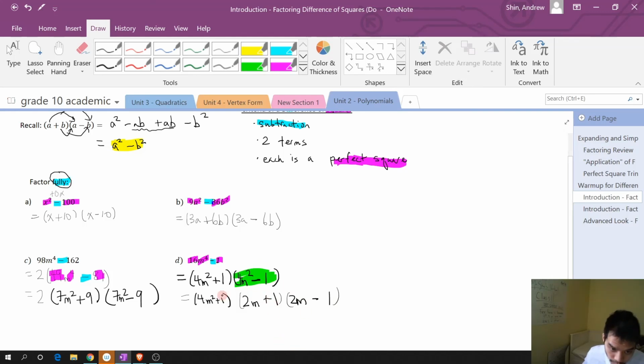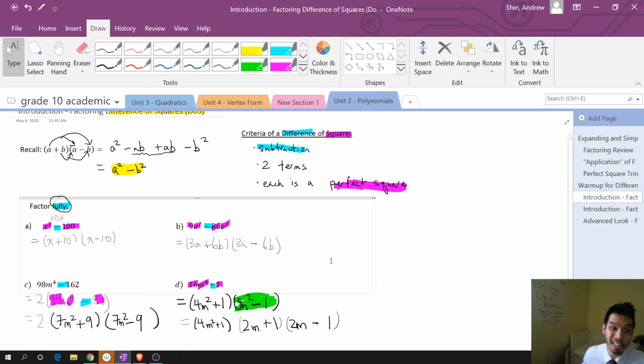And let's double check. Can we factor anything else? No, there's nothing in common, no common factoring, no other difference of squares, because these are no longer perfect squares. 2 is not a perfect square. M is no longer a perfect square. M squared is a perfect square, m to the power of 4 was a perfect square, but m itself is not a perfect square. Okay, so there you have it. This is how you factor something using difference of squares.